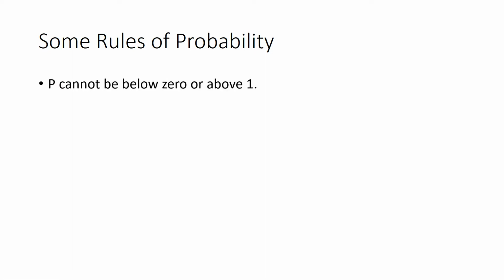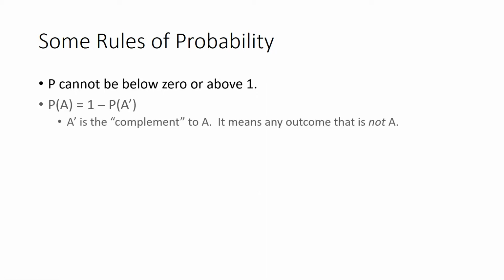So here's some rules of probability. P cannot be below 0 or above 1. Something above 100% or below 0% can exist in maths, but not in probability. And the probability of event A is equal to 1 minus the probability of A dash. A dash is called the complement to A. It means any outcome that isn't A. So the probability of heads is 1 minus the probability of tails.